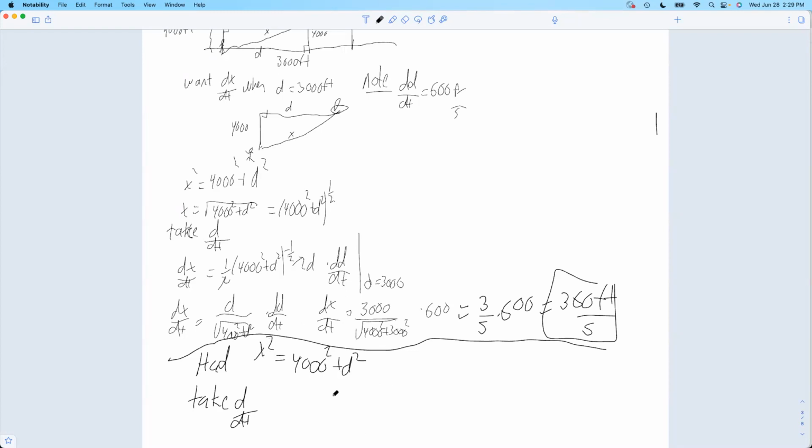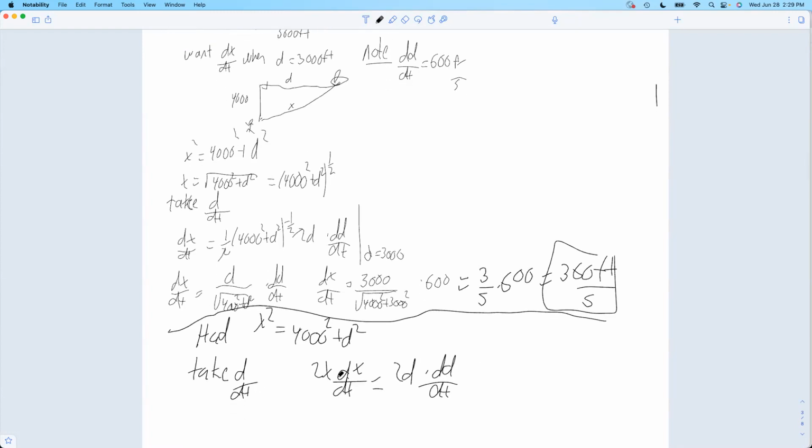So derivative of x squared is 2x times dx dt. Remember, we're using implicit differentiation. Everybody here depends on time. 4,000 is just a constant. Its derivative is 0. Derivative of d squared will be 2d times its derivative, dd dt, even though it looks weird.